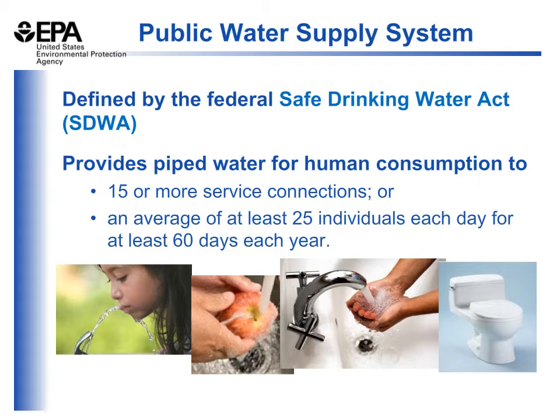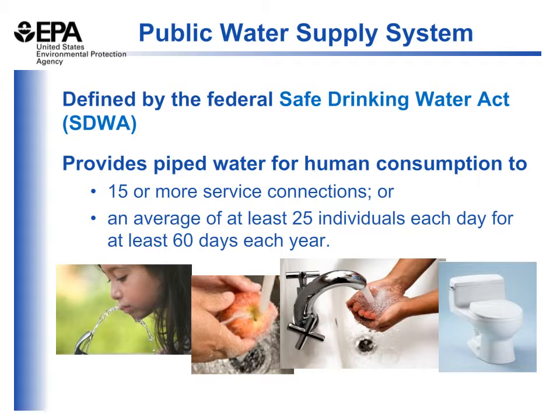A service connection is a line from the distribution system into a home, business, or an apartment complex. You need to have 15 of those to be considered a public water supply, or in the alternative, you have to serve 25 people with your public water supply system, and you need to provide them water on a daily basis for at least 60 days each year.